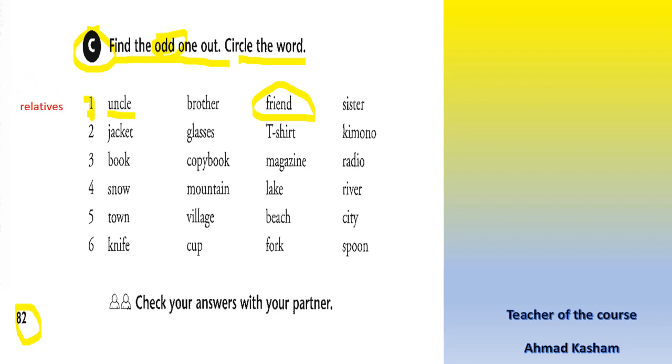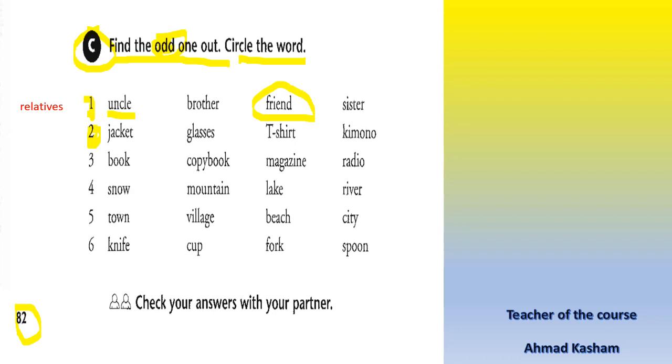Because your uncle, your brother, your sister are your relatives, but your friend is not one of your relatives. Now, number 2. Jacket, glasses, t-shirt, kimono.